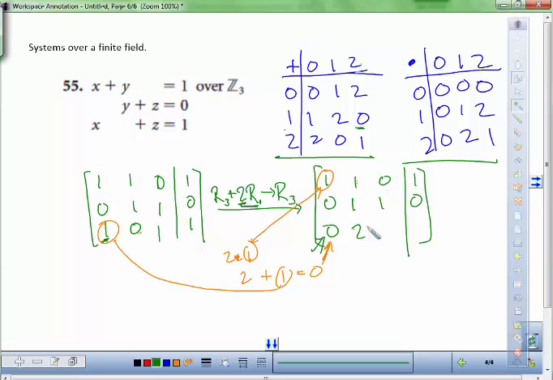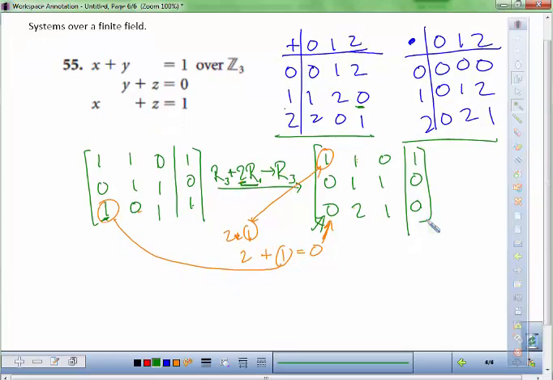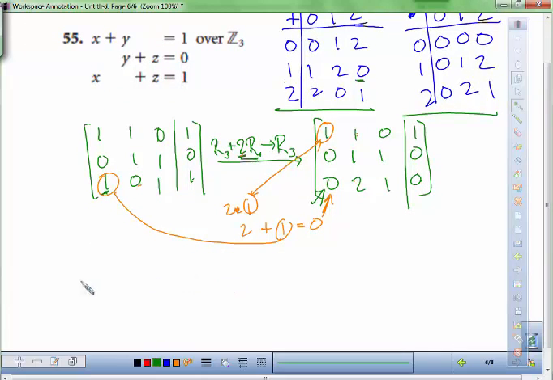So 2 times 0 is 0 added to 1, so that doesn't change. And then here is a 1 and a 1 combination again. So 2 times 1 is 2, plus 1 is 0. So that's our first step. Now, we want to solve for this. We want to get a solution. So we wanted to reduce row echelon form.